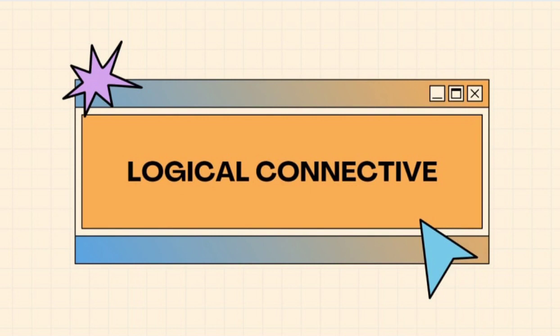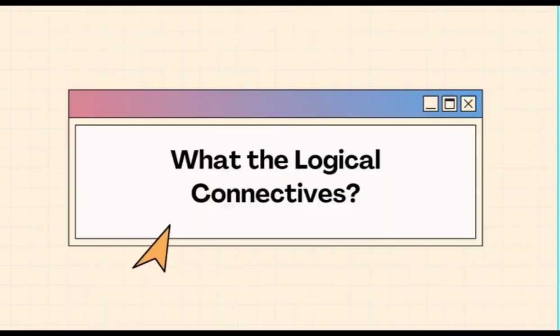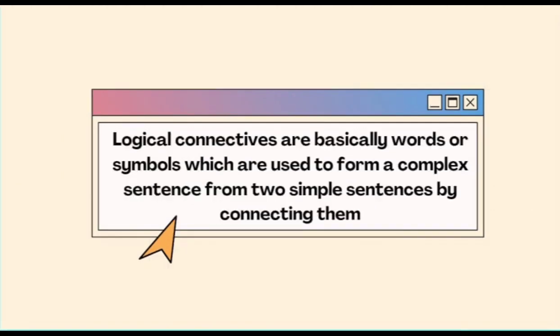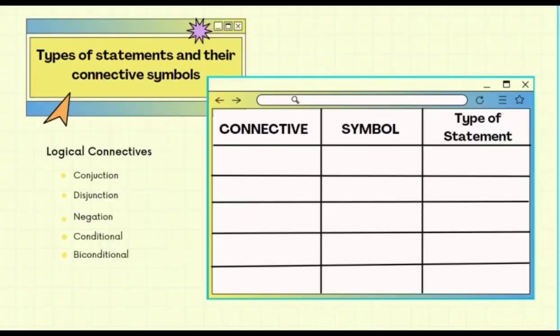And for today, we will talk about logical connective. But first, we should know what is logical connective. So, logical connectives are basically words or symbols which are used to form a complex sentence from two simple sentences by connecting them. And here are the types of statements and their connective symbols.